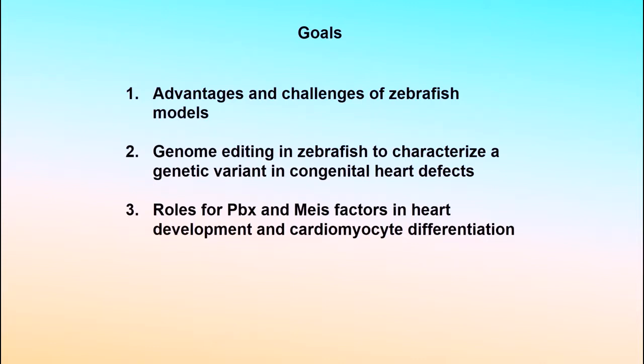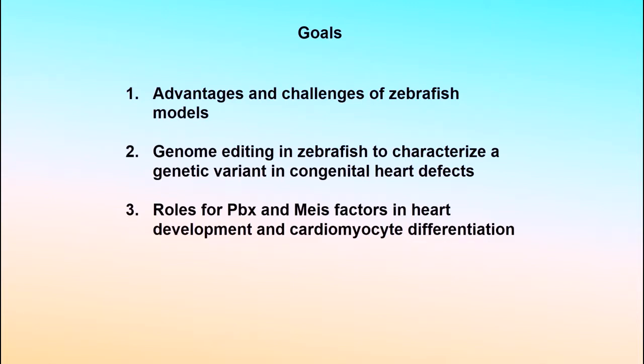I'm going to tell you about two stories today. One is a recently published story where we've used genome editing in fish to characterize the role of a genetic variant in congenital heart defects. And then I'll tell you about more unpublished work on how we're studying roles for Pbx and Meis factors in heart development and their roles in cardiomyocyte differentiation.